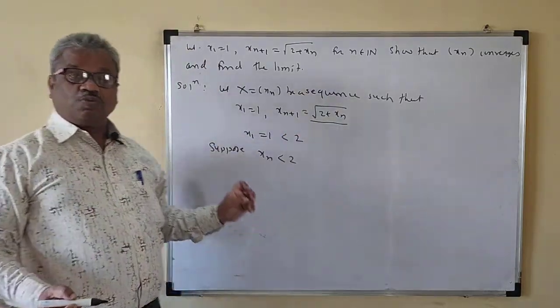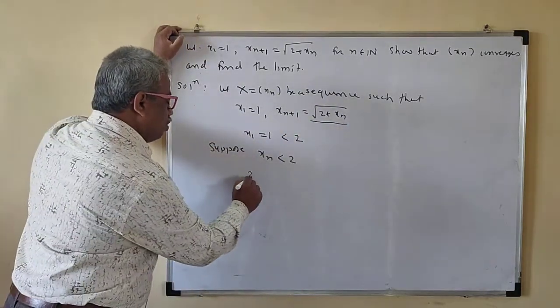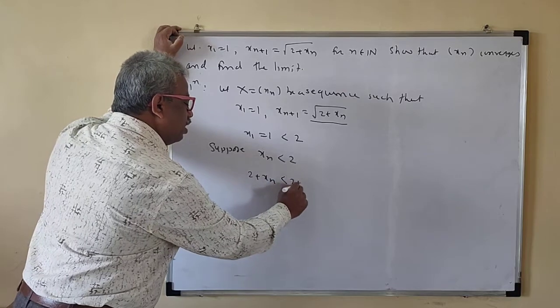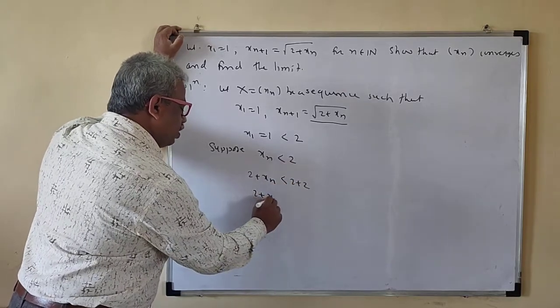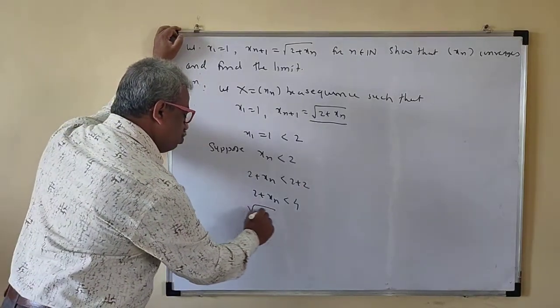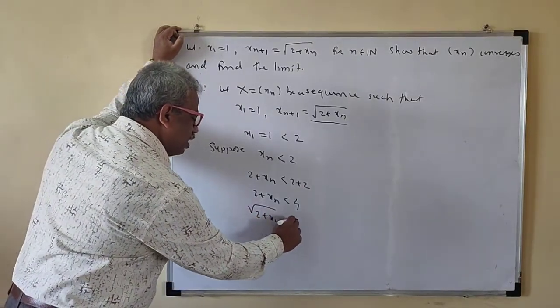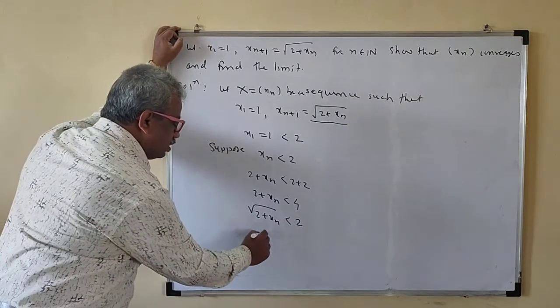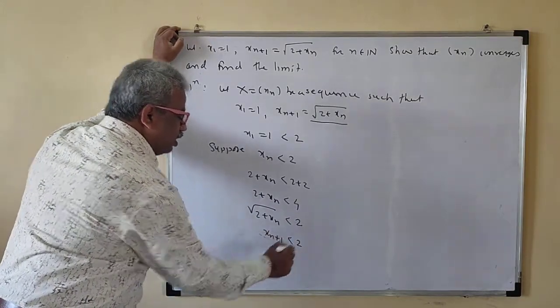Root of 2 plus xn. First I will add 2: 2 plus xn is less than 2 plus 2, so 2 plus xn is less than 4. I will take the positive root on both sides, so root of 2 plus xn is less than 2. And this is xn plus 1 is less than 2.